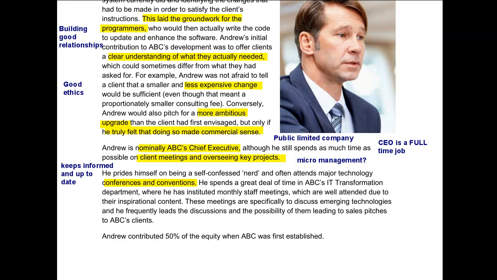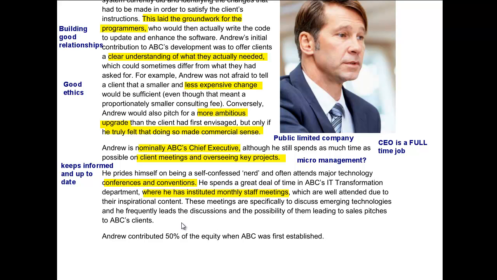However, it then goes on to talk about how he spends a lot of time in the IT transformation department and has instituted monthly staff meetings. Now this goes back to what I was saying about perhaps he's getting too involved at the lower levels, which leads me to ultimately think that perhaps he isn't right as the chief executive. Perhaps he is doing things out of his own interests, his own desires, what he wants to do, rather than what is best for the company.